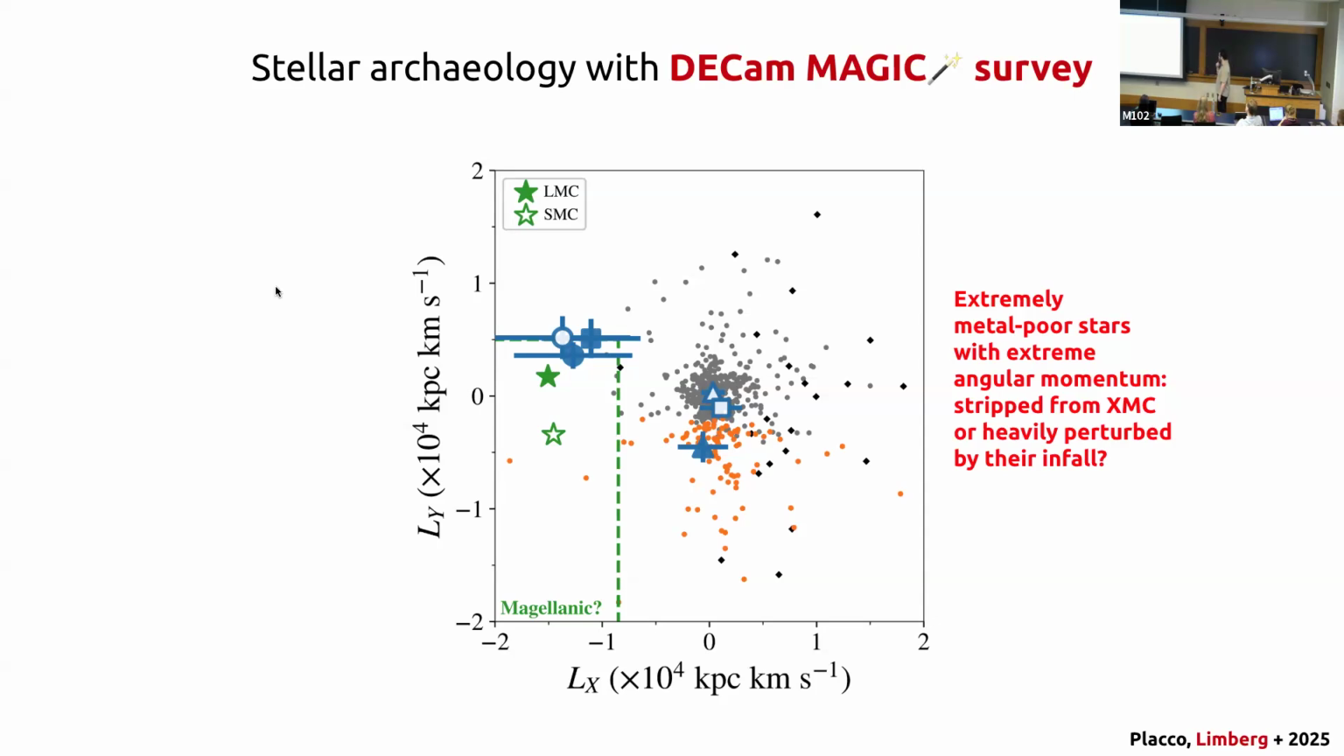So this is one thing that I think is interesting: not only is the LMC perturbing the halo of our galaxy, but also stars are being stripped out of the LMC and the SMC, and they are being incorporated into the Milky Way. But then, so this is cool.